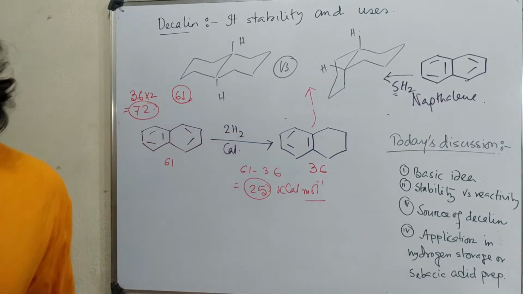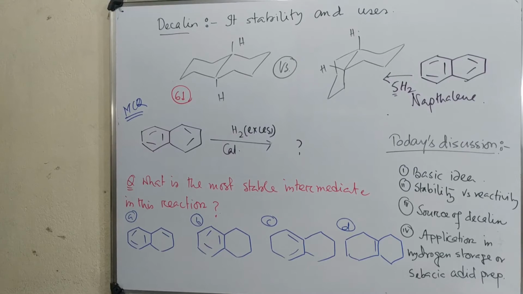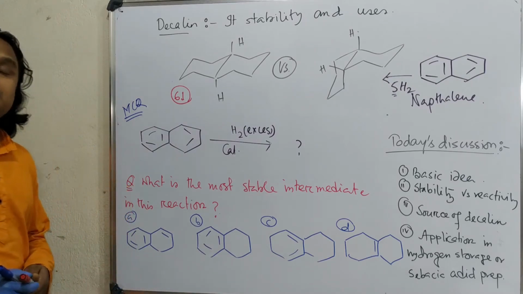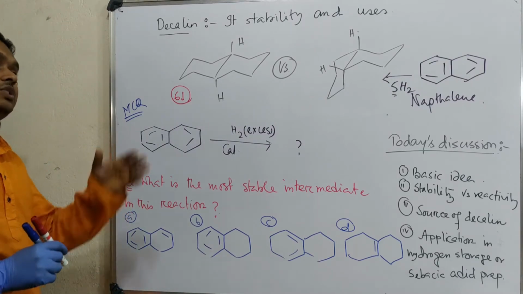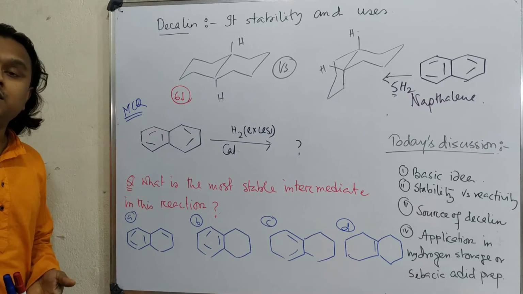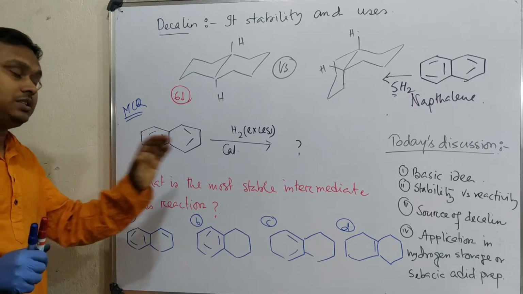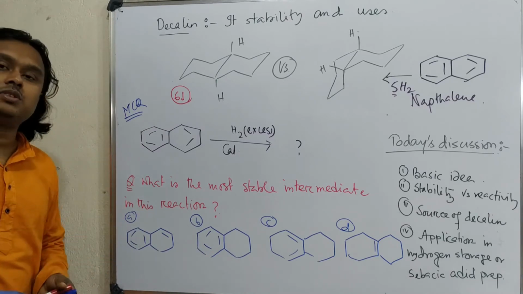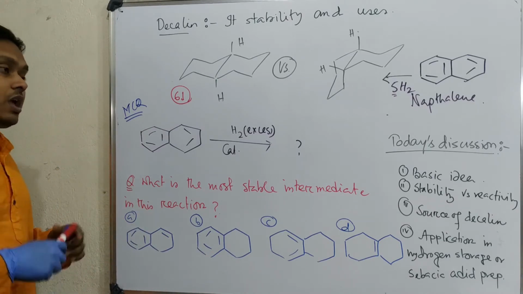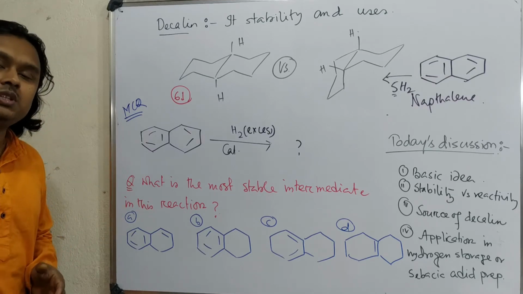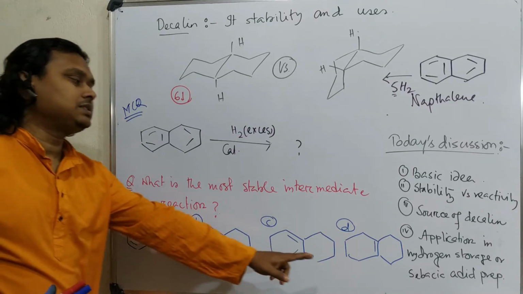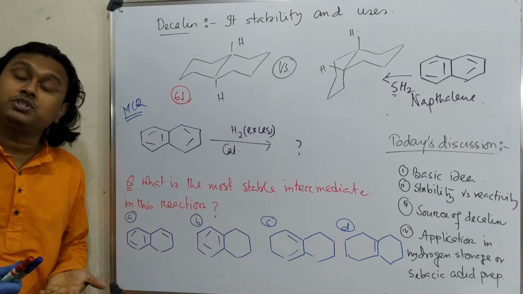Now let me give you an MCQ. Okay students, you can see the MCQ in front of you. You have to answer what is the most stable intermediate. I request you, students, based on the previous understanding and your common sense, please pause the video and try this question by yourself, and write your answer in the comment box. I want to see the right answer in the comment box with a brief explanation of why you think, among the 4, one is the most stable intermediate.